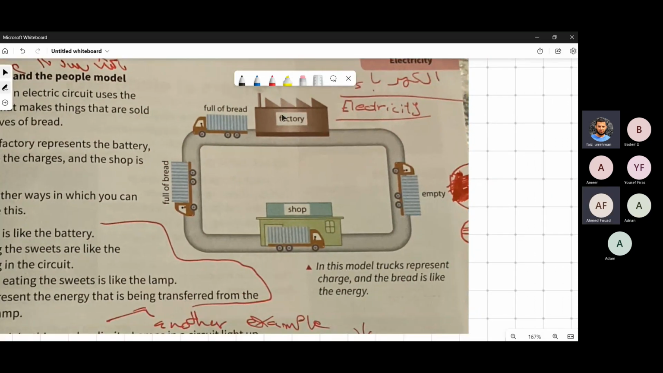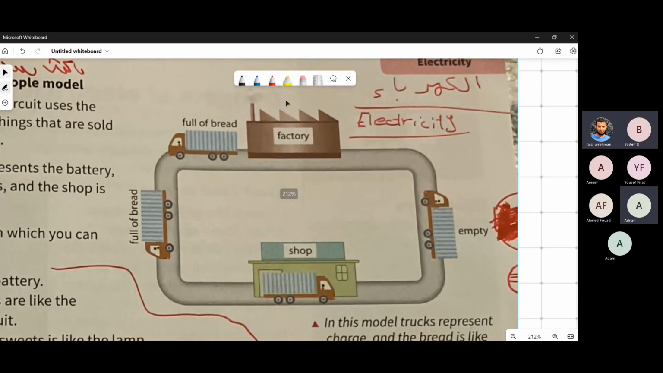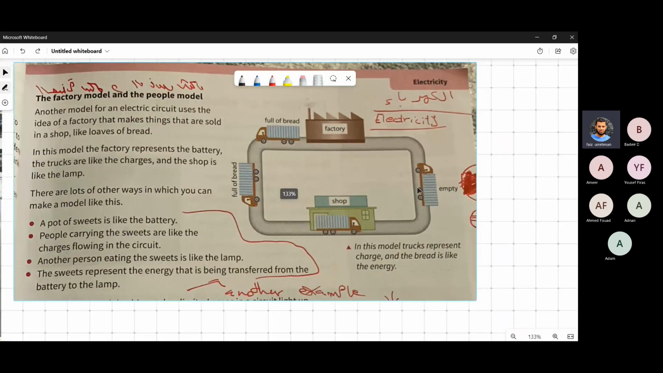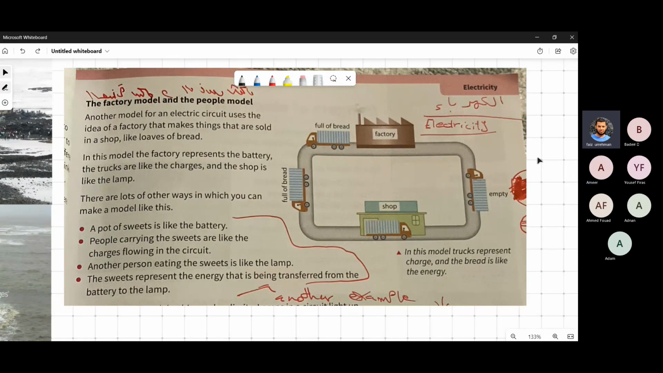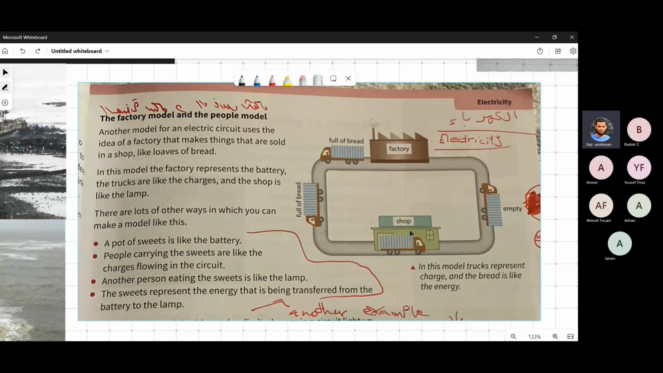Quickly, I will finish this one. Now, what I can see, there is a factory, okay? And the factory is making bread. And it's delivering the bread here. And then it's releasing all of the bread at the shop. And after delivering all the bread at the shop, the truck is now empty and it is going back to the factory. Now, how is it related to our electric current?